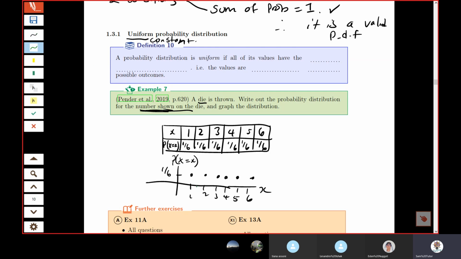But look, with this one here, for x you can't get any numbers between 1 and 2. So if you're going to draw that, yes, it's still 1 over 6, but can you even get these numbers?